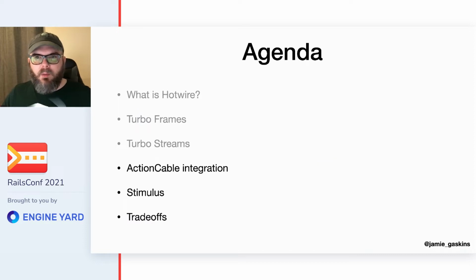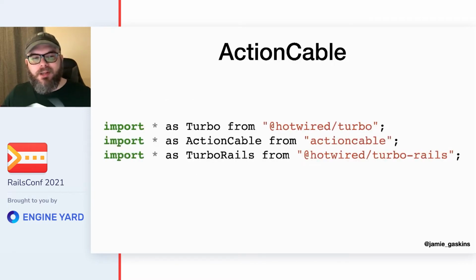Next, we're going to get real funky with sending turbo streams carried across WebSockets with ActionCable. In order to use ActionCable with turbo streams, you need to import turbo, ActionCable, and turbo-rails into your application.js file. If all you want is turbo and ActionCable, these are the only lines of JavaScript you need. You don't need to write any more. You don't need to define special ActionCable channels in JavaScript. It's all done via HTML and server-side Ruby code.